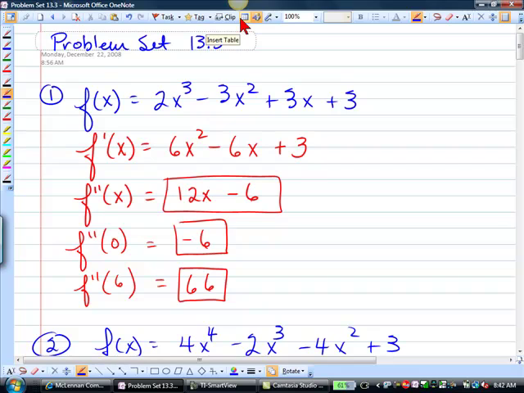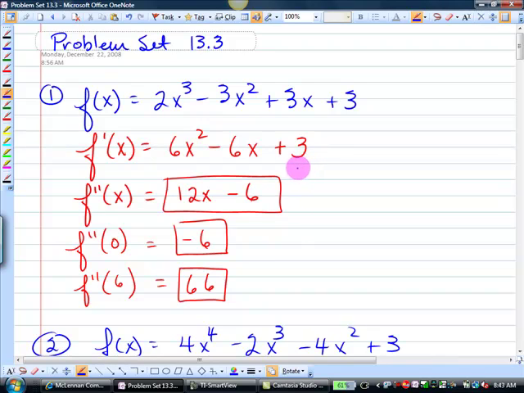Okay, so in your problem set in 13.3, the first one says find f prime of x, f double prime of x, and then f double prime of 0 and of 6. So this is easy. This is just taking a derivative twice. So you start out with 2x cubed minus 3x squared plus 3x plus 3. We're going to take the derivative of that. Just plain old polynomial, no quotient rule, no nothing, easy. 6x squared minus 6x plus 3.